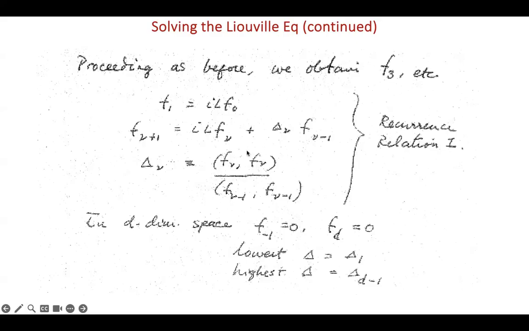Physically, what is it? Physically, it is the length square of f nu over the length square of f nu minus 1. That is what delta nu is. So delta 7 is the length square of f7 over the length square of f6. Delta 55 is the length square of f55 over the length square of f54. So these deltas basically give you a geometrical ratio of the lengths of these two adjacent vectors.